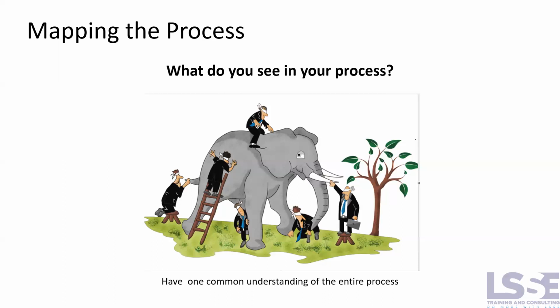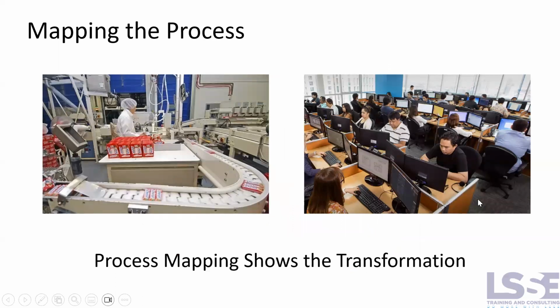So it's really important to know that you are able to map your process so that everyone will have a common understanding. And the picture here is just an analogy that sometimes if you don't paint the entire picture, people might have different interpretations. And mapping the process is quite useful, especially in a service industry. You might recall that Lean Six Sigma started first in the manufacturing setup, but then the service industry realized that the tools of Lean Six Sigma can be applied in the service industry as well.